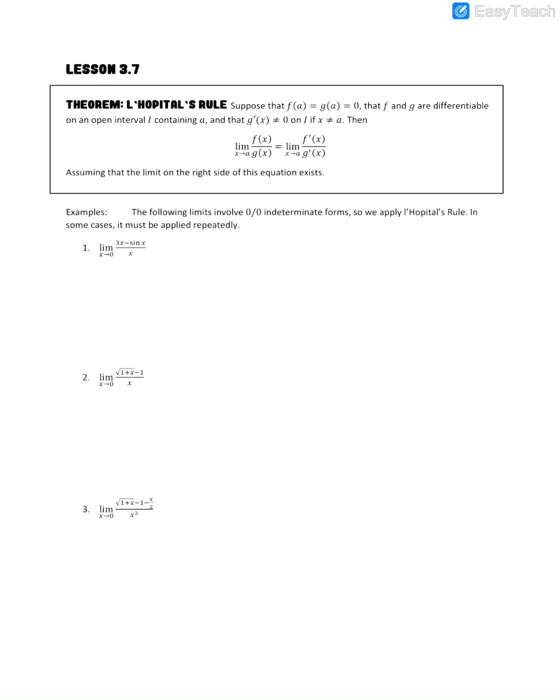Suppose that f of a equals g of a equals 0, that f and g are differentiable on an open interval I containing a, and that the derivative of g does not equal 0 when evaluated at a. Then the limit as x approaches a of f of x over g of x is equal to the limit as x approaches a of f prime of x over g prime of x.